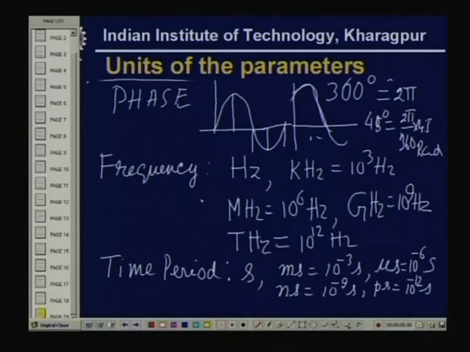So, we have seen the various units used to represent the important parameters of a signal: amplitude, frequency and phase. Later on we shall see that these are the parameters that we shall vary for the purpose of communication through a medium. Later on we shall discuss that.